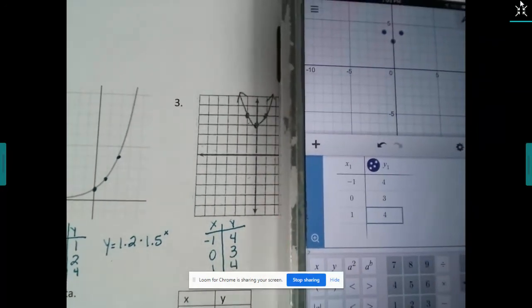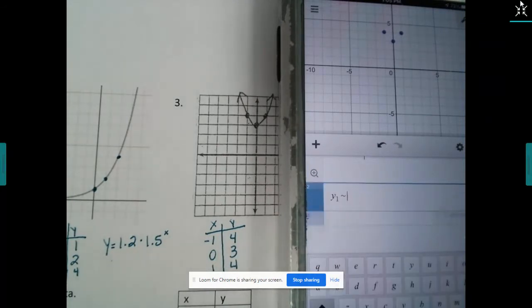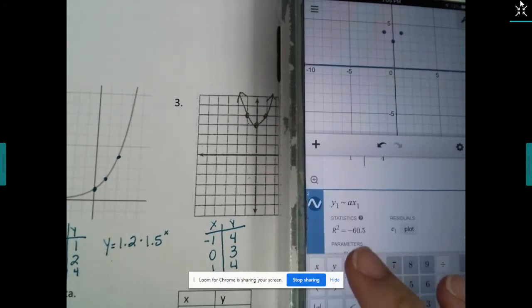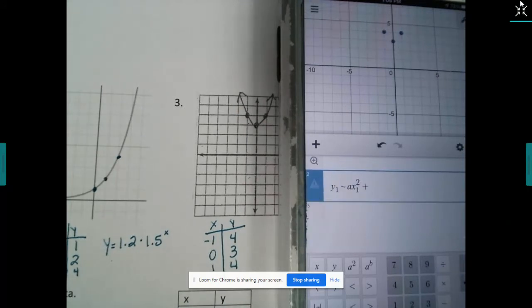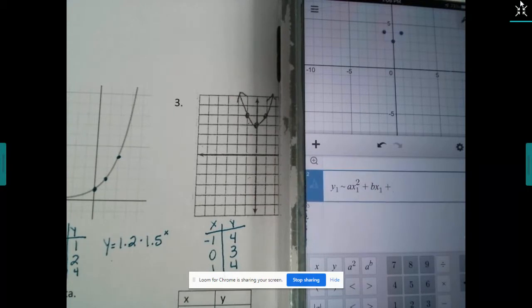And then it's quadratic, so we want to type in our whole quadratic. So y1 squiggly, ax1 squared, plus bx1, and you definitely want to make sure you have the 1s on both of those x's, and then plus c.